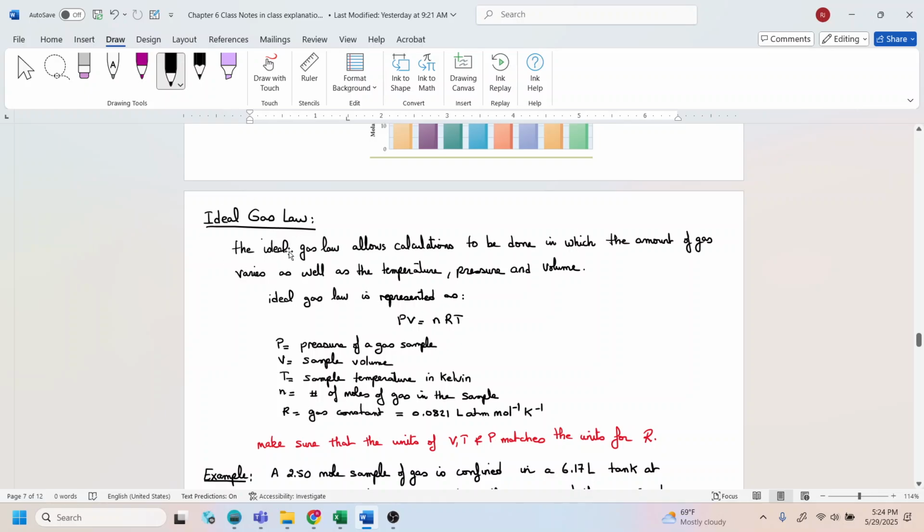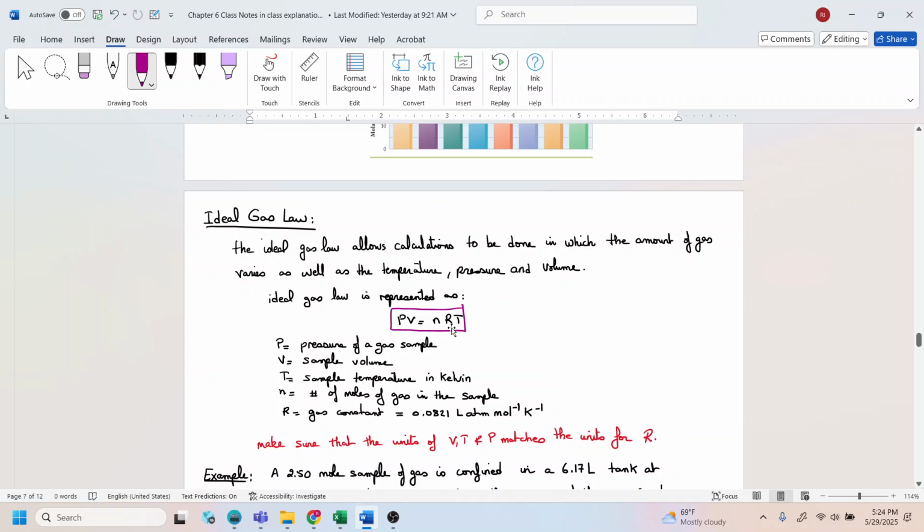Another gas law is the ideal gas law, and this law allows the calculation to be done in which you can vary the amount of the gas, which is the number of moles. This is the n over here. As well as that, you can vary the temperature, the pressure, and the volume. And this formula that you see over here is the formula for the ideal gas law, where you can vary the number of moles, the pressure, the volume, and the temperature.